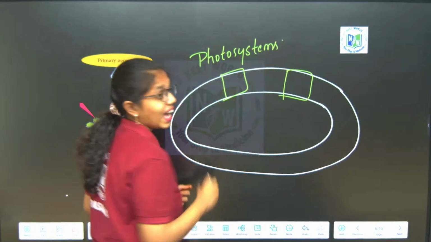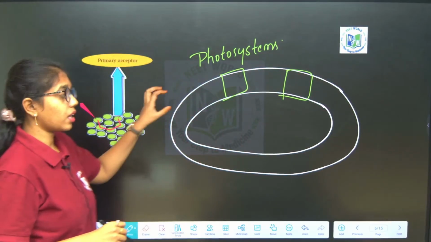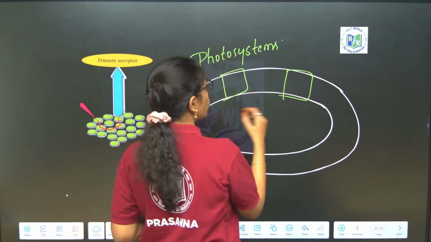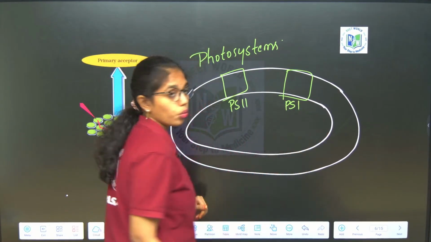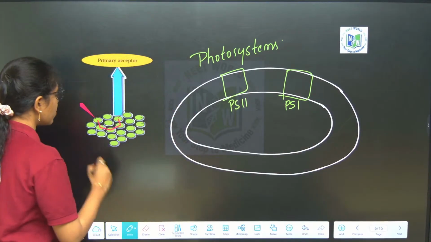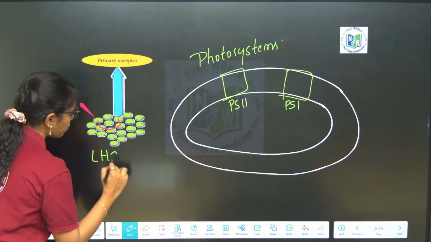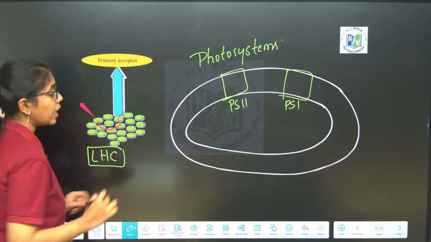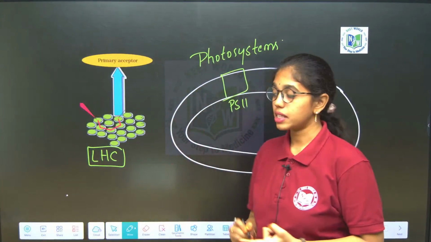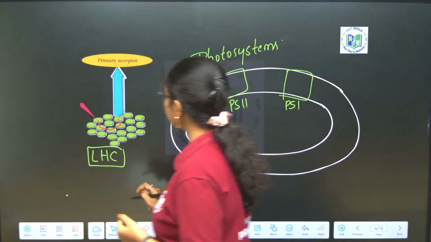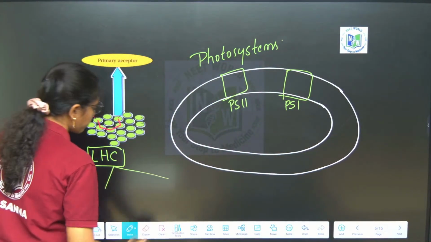Photosystems. In higher plants, in the thylakoid membrane, we have two photosystems, PS2 and PS1. Each photosystem has light harvesting complexes. Light harvesting complexes constitute two types of pigments.